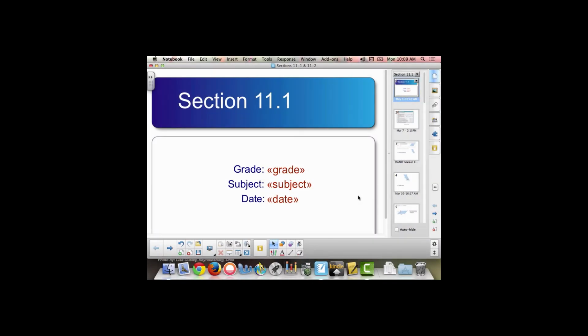Today we will be doing sections 11.1 and 11.2. We're going to be looking at area formulas for different figures. So we're going to be doing a few activities to discover these different area formulas.